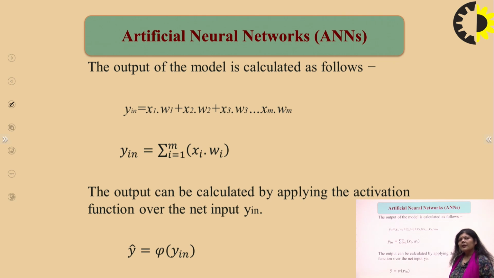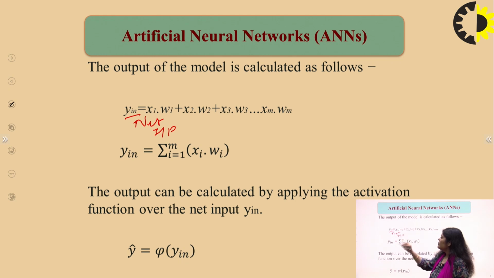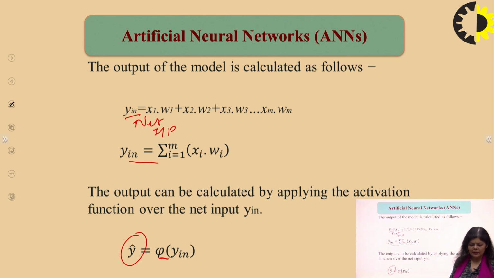Now, the mathematical model of the previous graphical model is being represented here. As you can see, this is how we are calculating the net input. We multiply the corresponding input with the corresponding weights, and then we find the summation over there. So we get the net input like this. Now we apply the activation function here, and we get our final output, which is denoted here as y hat, because it is the estimated output.